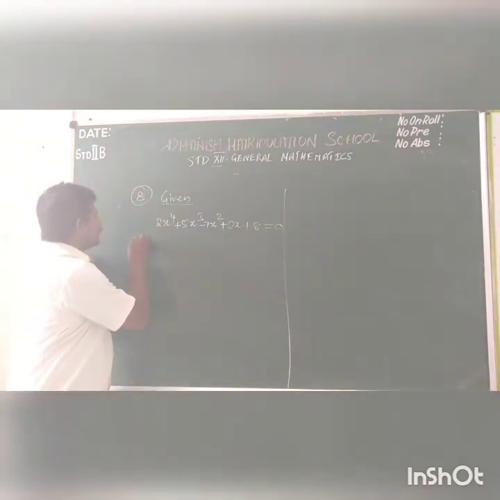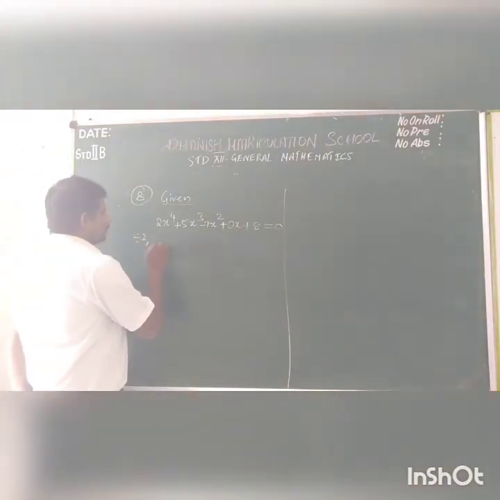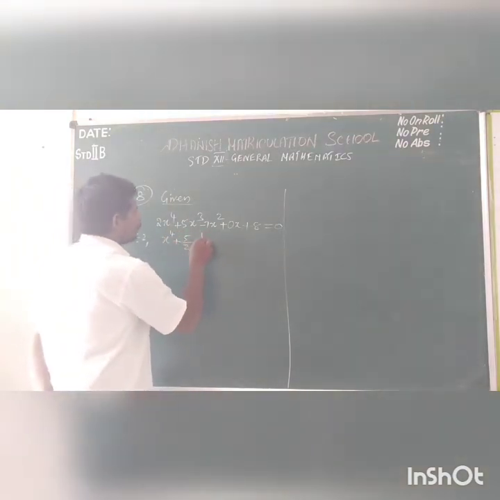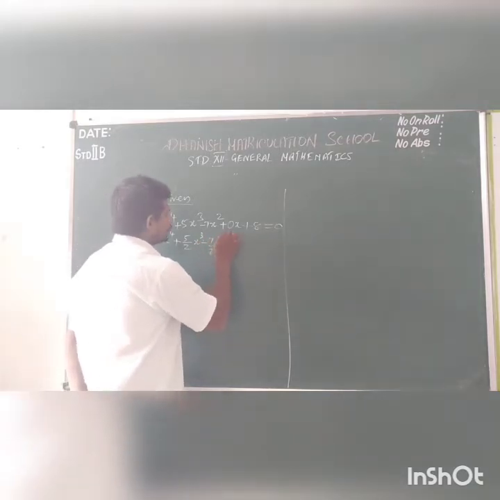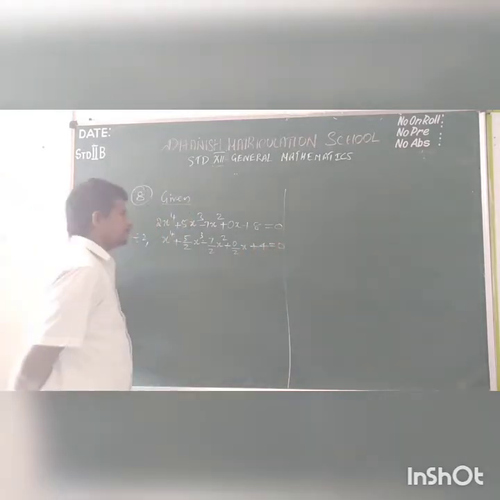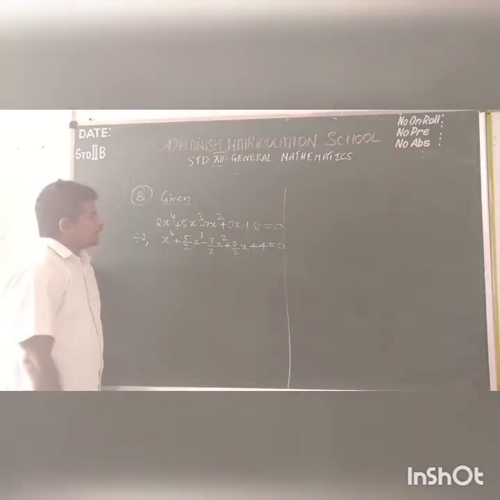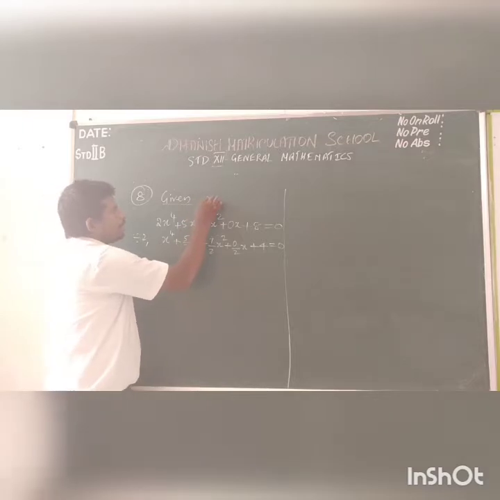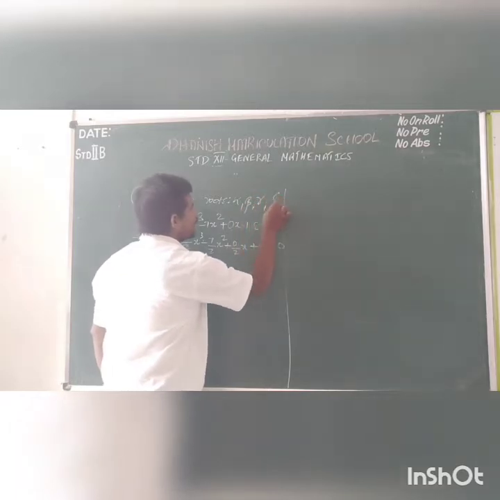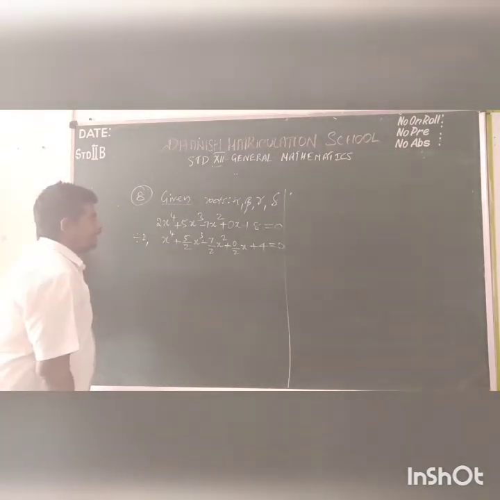Now I am going to divide by 2 in order to make this a monic equation. So x power 4 plus 5 by 2 x cube minus 7 by 2 x square plus 0 by 2 x plus 4 equal to 0. Now I am going to apply Vieta's formula. Here the roots are alpha, beta, gamma and delta.